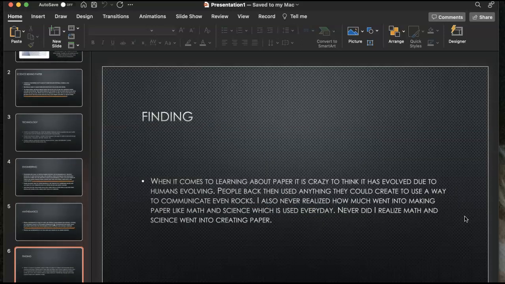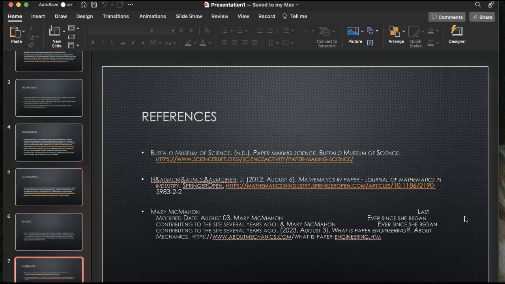When it comes to learning about paper, it's crazy to think how much humans are evolving too. As humans grow and become more technology efficient and all this, paper is also growing with humans. So way back when, obviously paper used to not be paper. It was rocks or any type of communication that people used. Now it's just evolving with the technology and how humans are growing every single day.